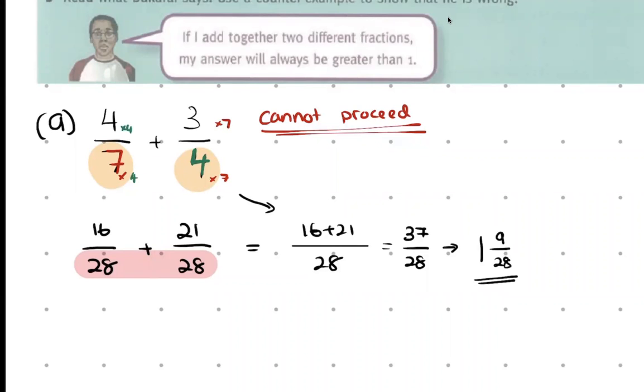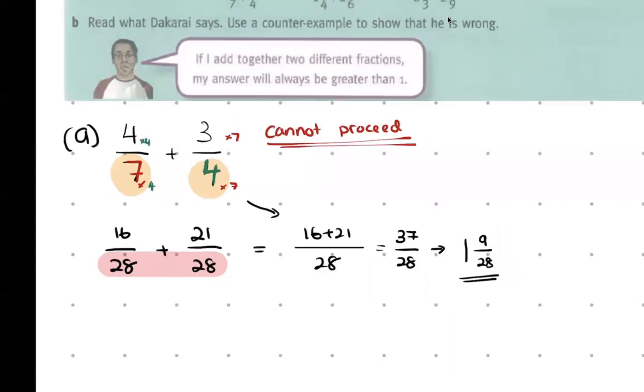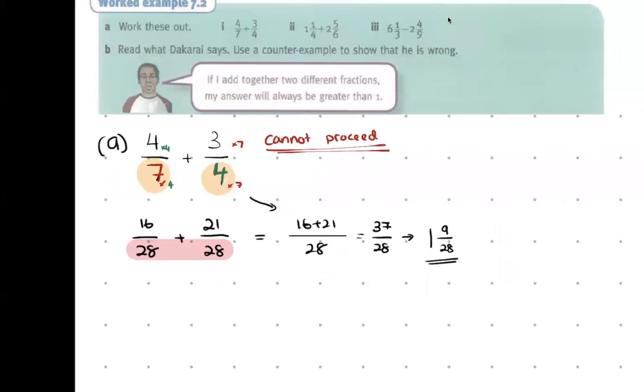Okay, so once we proceeded like that already, then if we can simplify, then we simplify it here. There's nothing to simplify in the whole number, so we don't need to do anything with the whole number. Okay, so let's look at the second one. This is A1, this is A2.